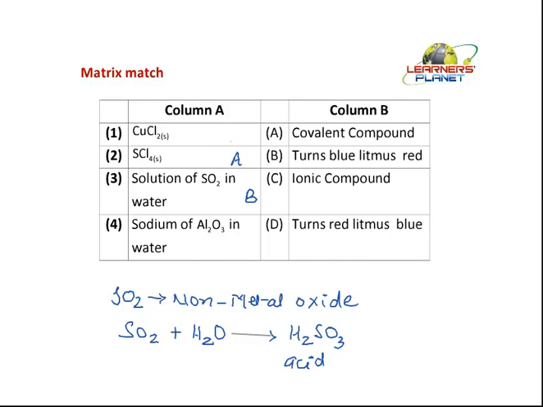The ionic compound, the option here is C. So, solution of Al2O3 in water will turn red litmus blue, that is D itself. Solution of Al2O3 in water, how? Al2O3 when dissolved in water will give aluminium hydroxide. As aluminium hydroxide has hydroxide ions, it would be basic in nature. So it turns red litmus blue.